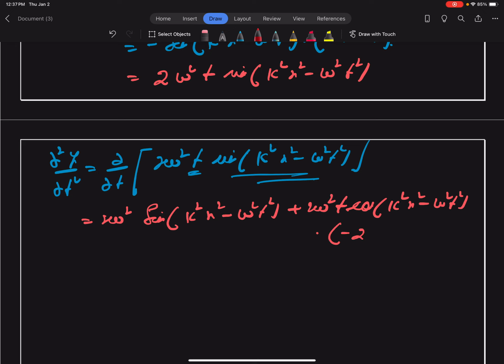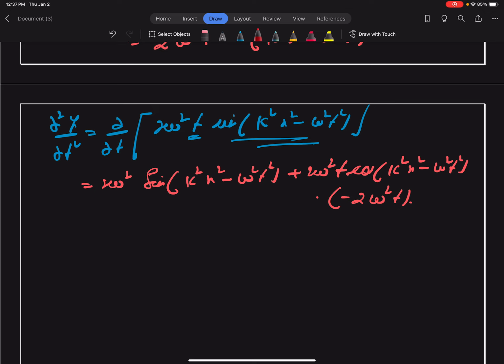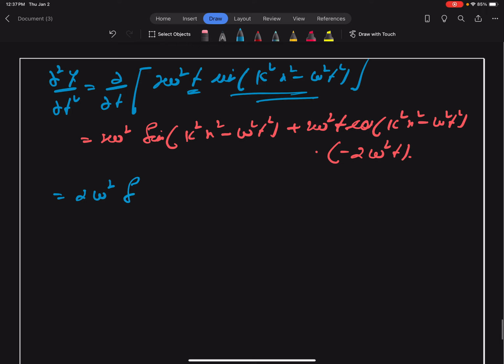Minus of 2 omega square t. Which gives us, if you solve it, we can write it further. This will be equal to 2 omega square sine of k square x square minus omega square t square minus 4 omega raised to power 4 t raised to power 2 cos of k square x square minus omega square t square. This was our partial derivative with respect to time.